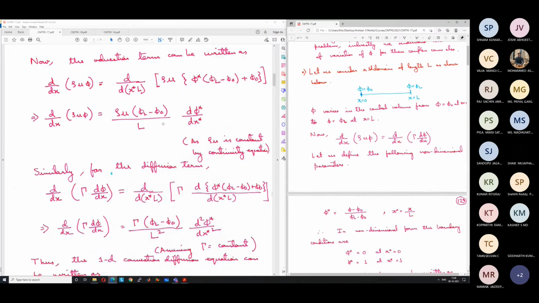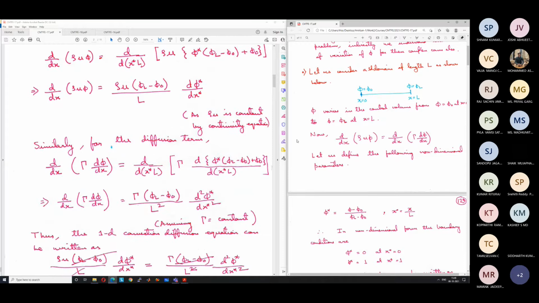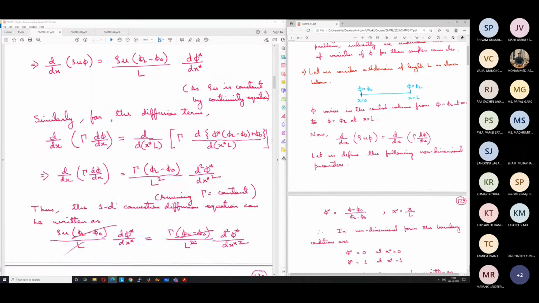Similarly, for the diffusion term, d dx of gamma d phi dx, again replace phi and x from these two expressions. So x is equal to x star into L, and phi is equal to phi star (phi L minus phi 0) plus phi 0. And after simplification, you will be left with gamma. So this gamma comes out (phi L minus phi 0) by L square, because there are two L's in the denominator, d square phi star dx star square. Okay. So this is the diffusive term.